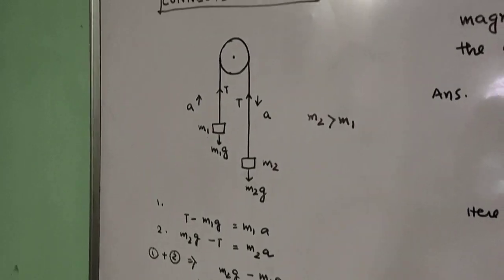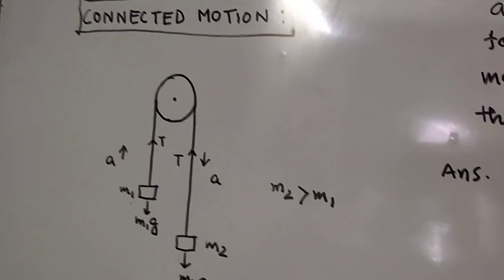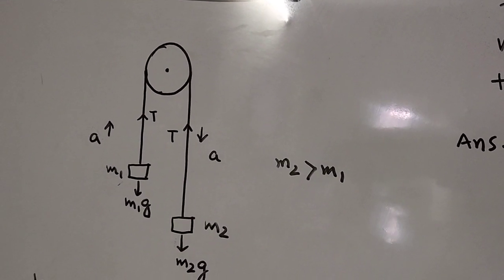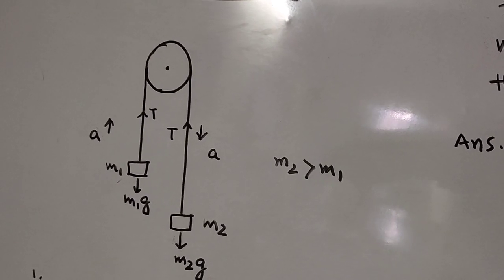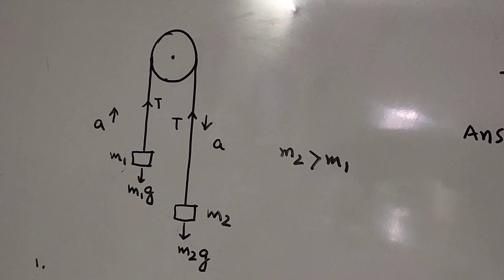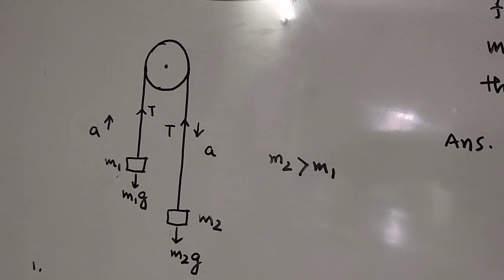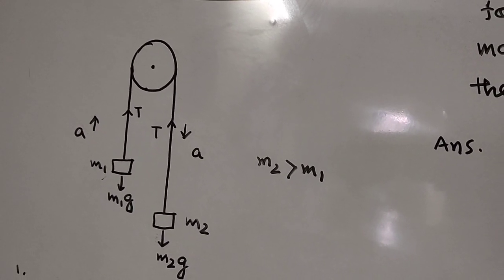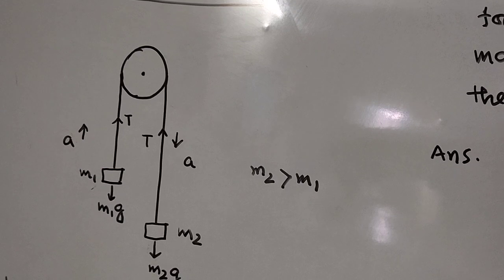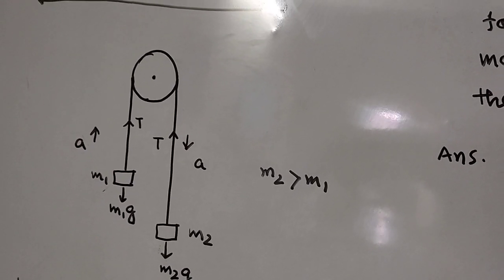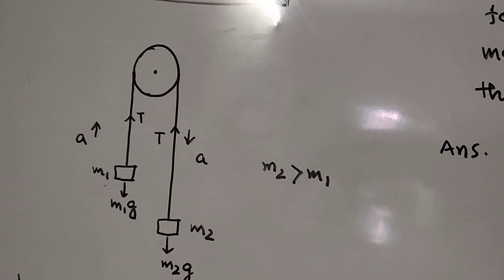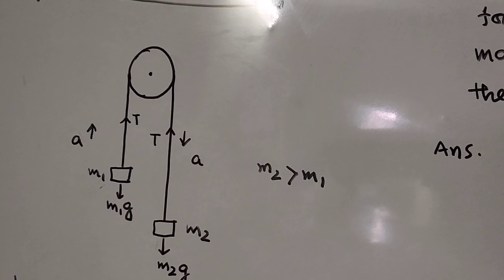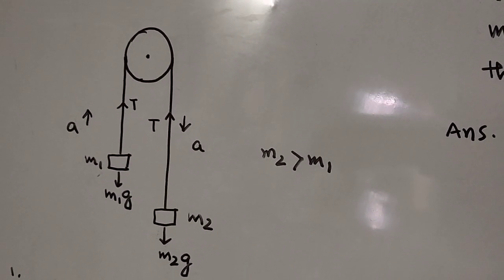Now the next topic which we are going to define is connected motion. So you see, it's a pulley, and over the pulley a string passes, and on the string ends you have two masses. One is m1, whose weight is m1g vertically downward, and another mass is m2, whose weight is m2g vertically downward. m2 is greater than m1, so that's why the system moves up with acceleration a on one side and down with acceleration a on the other. Now there is a tension in the string, and the tension is nothing but a kind of force which is caused due to the weight.